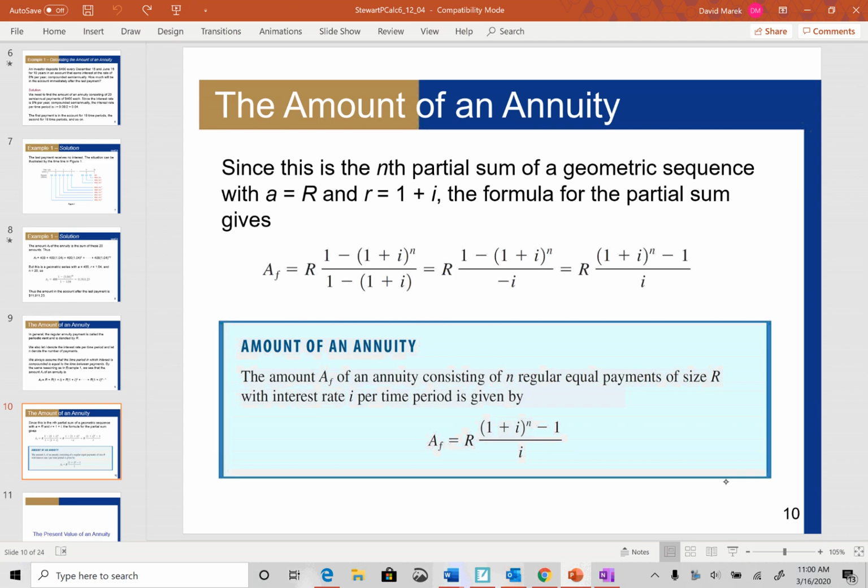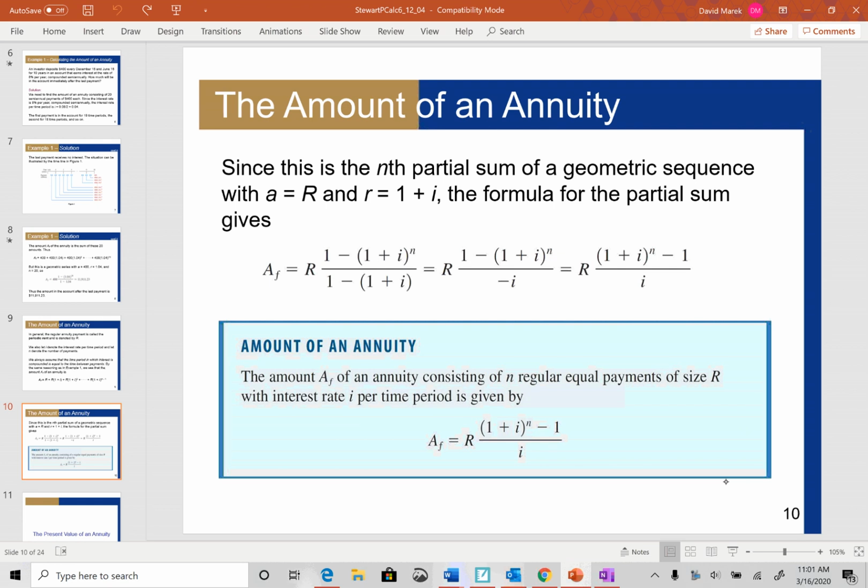All right, so take a look here really quickly with me with our sum, the partial sum of a geometric sequence. It's where our value for our common ratio R is 1 plus that interest rate. So 1 minus R to the n over 1 minus R. Now in our denominator, distribute that negative here. The ones will give us a sum of 0, and that becomes negative I.